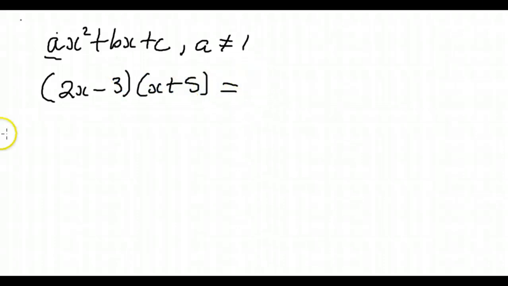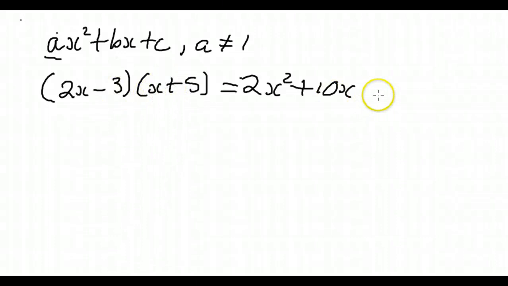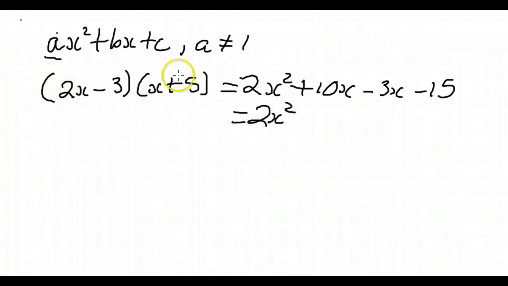Now, if we FOIL this out, and I'm going to do all four, although I rarely do that when I'm working. So 2x times x is 2x squared. That's first. Outer, plus 10x. Inner, minus 3x. And last, minus 15. Now, normally if I multiply that out, I just do it in my head and I go 2x squared, plus 10x minus 3x will be plus 7x, and then minus 15.